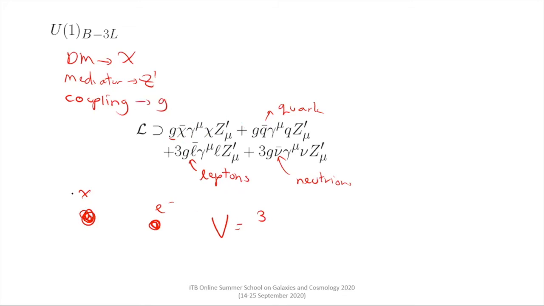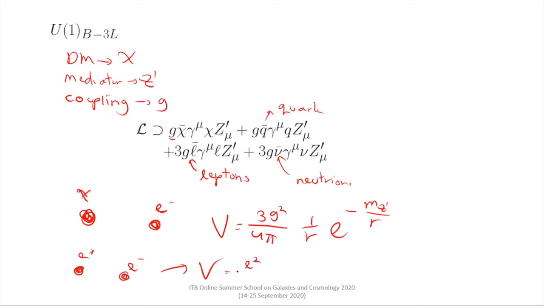Again, if you have dark matter sitting here and an electron sitting here, then the potential interaction between these two is given by 3g squared over 4 pi, times 1 over r, times e to the minus m Z prime r. You should compare it with the e plus e minus potential, the usual Coulomb potential in this unit. I'm using Heaviside-Lorentz units that particle physicists usually use.